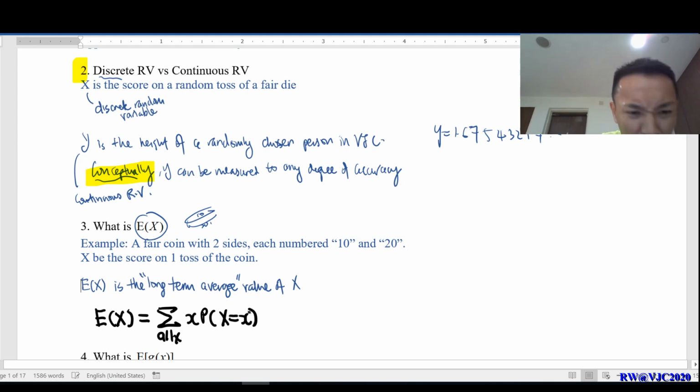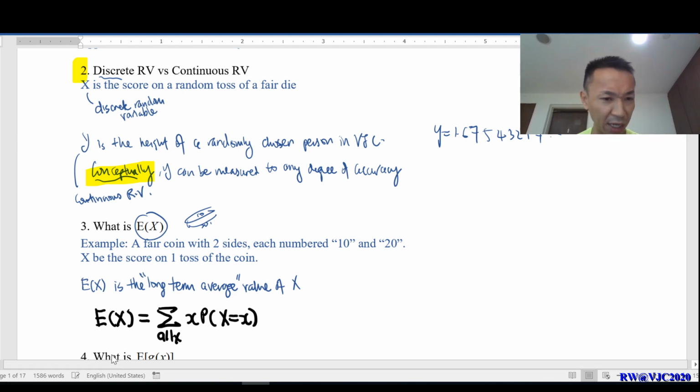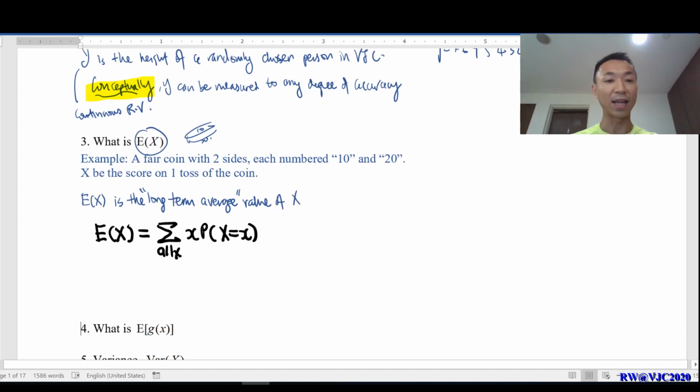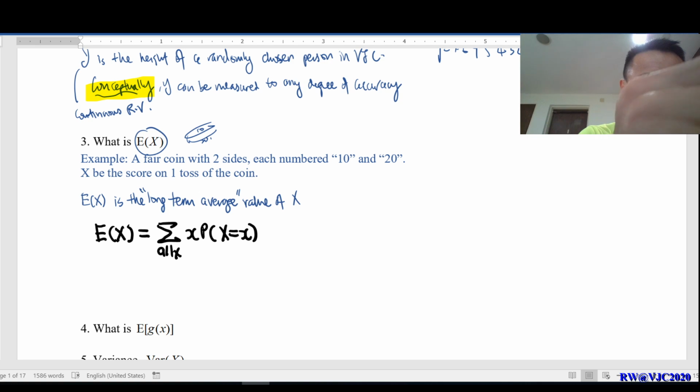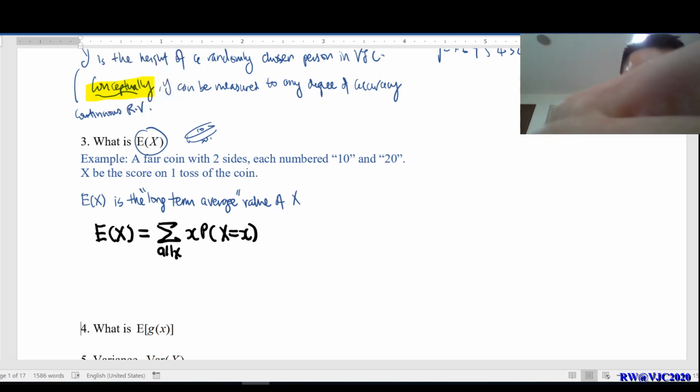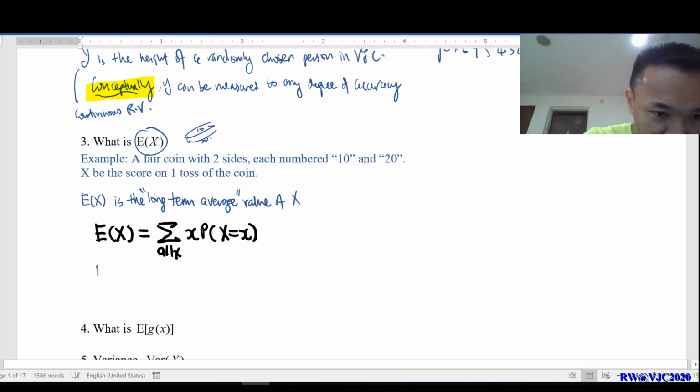Now the formula looks very daunting, but actually it's not. Let me use this example to illustrate. In this example, expected value of X, that means for each x, let's say x can be 10 or 20. For 10, it's like that. What is the probability X equals 10? Because it's a fair coin, then you have half.